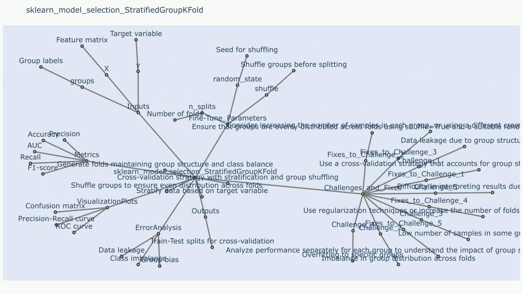Fine-tune parameters. N splits, the number of folds to create. Shuffle, whether to shuffle the data before splitting. Random state, the random seed for shuffling.